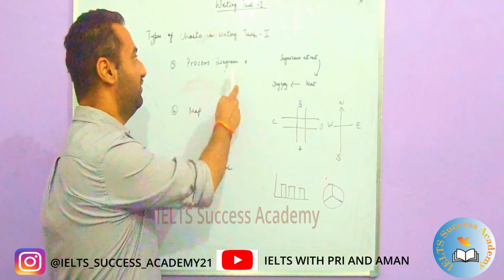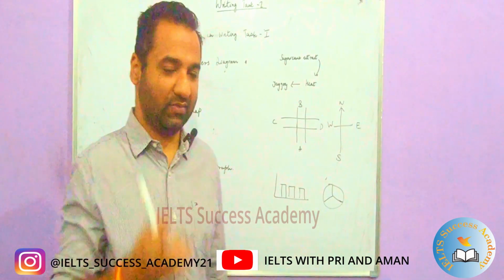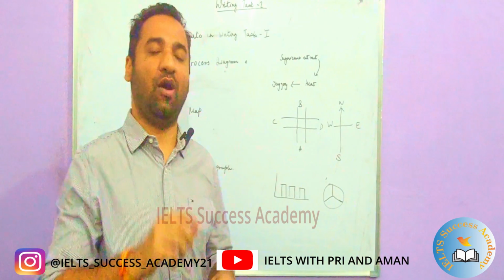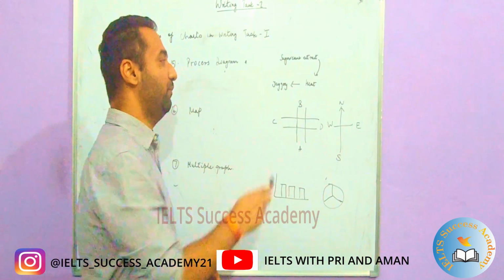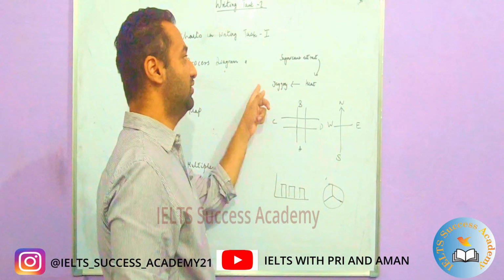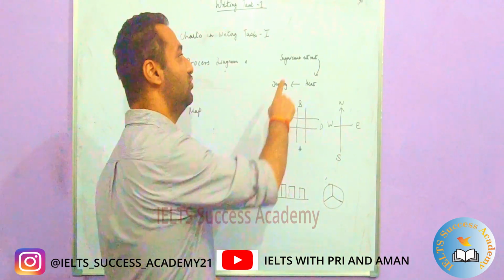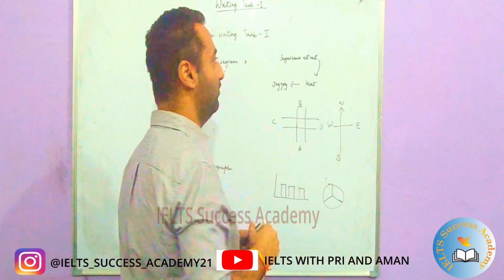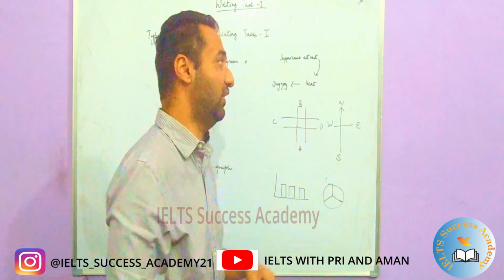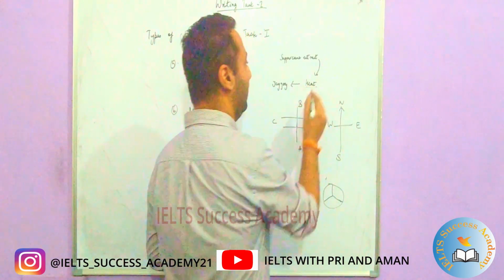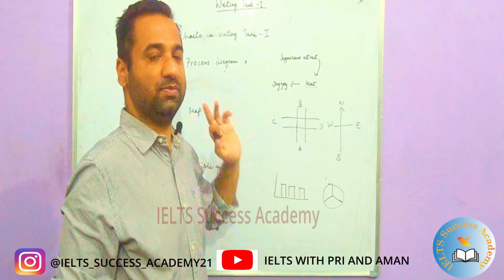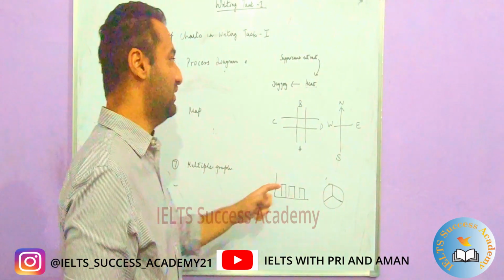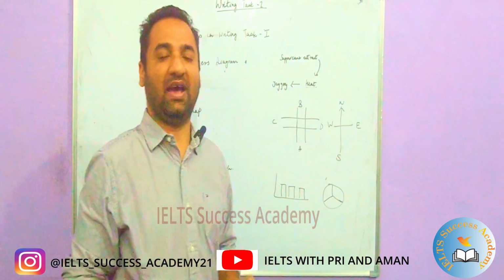So guys, the fifth type is the process diagram. Basically in the process diagram, a process is shown, how something is created. So for example, here jaggery is created from sugarcane. From sugarcane, the juice of the sugarcane is extracted. It is heated, and then jaggery is produced.